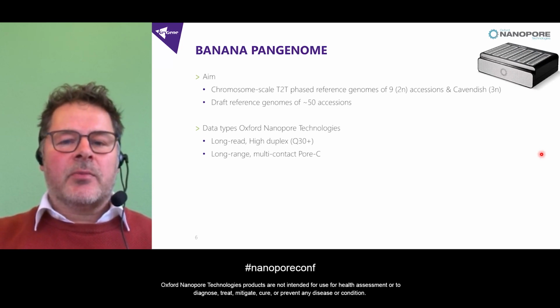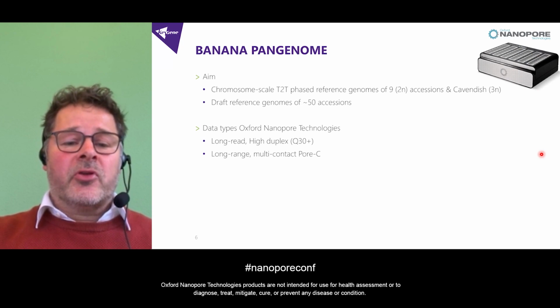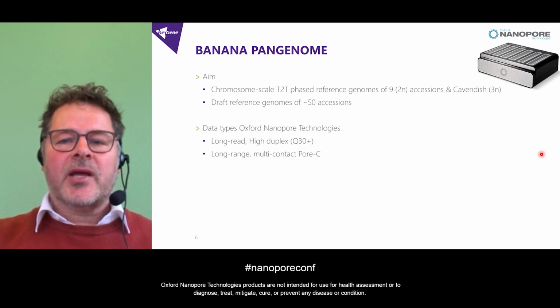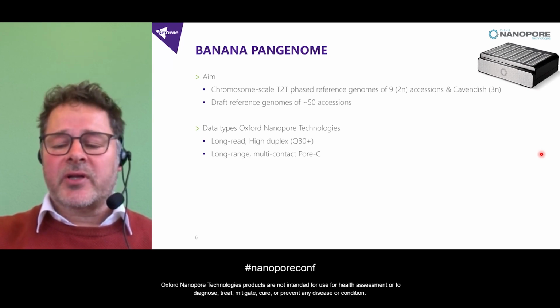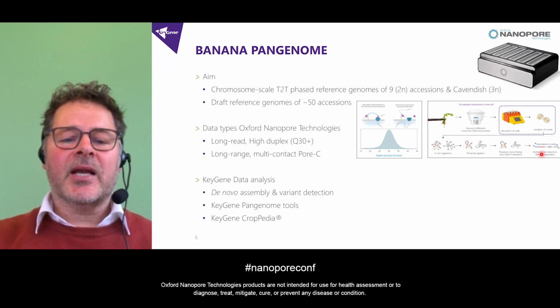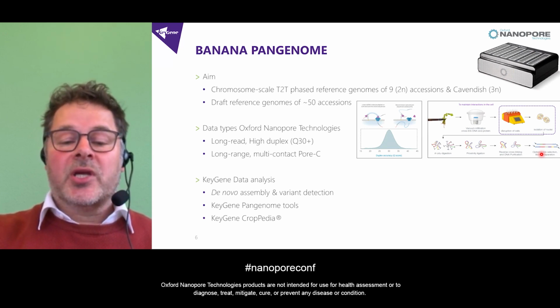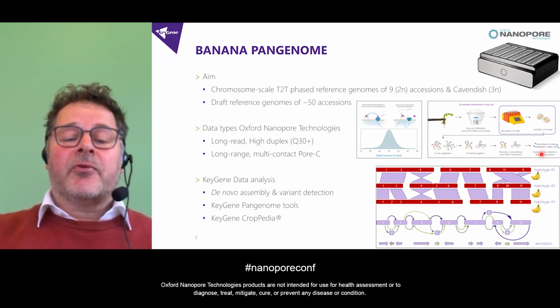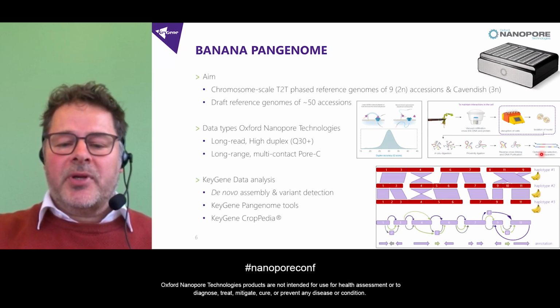We used Oxford Nanopore Technologies for the data generation. We generated both simplex as well as high duplex data, and for 2 accessions we also generated long-range multi-contact Pore-C data. For the data analysis, we used de novo assembly and variant detection, we used the KeyGene pangenome tools, and for visualization we used KeyGene CropPedia.